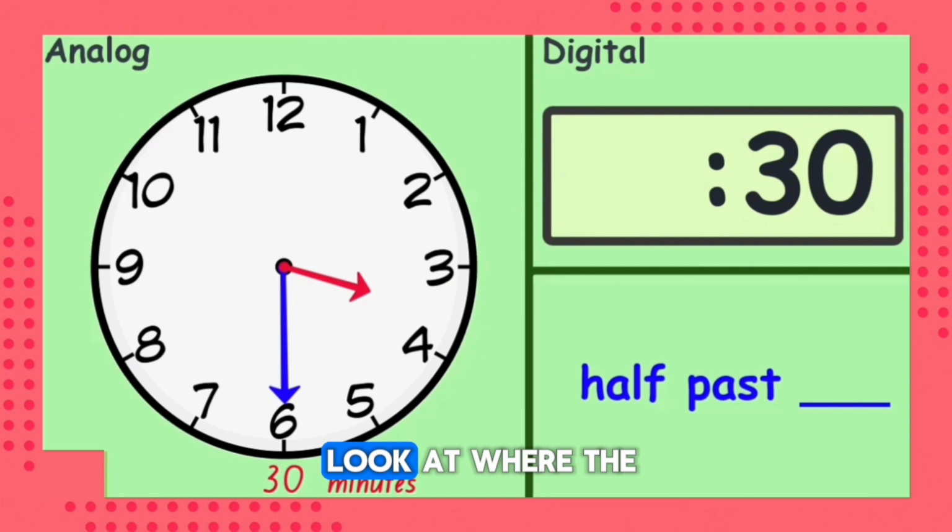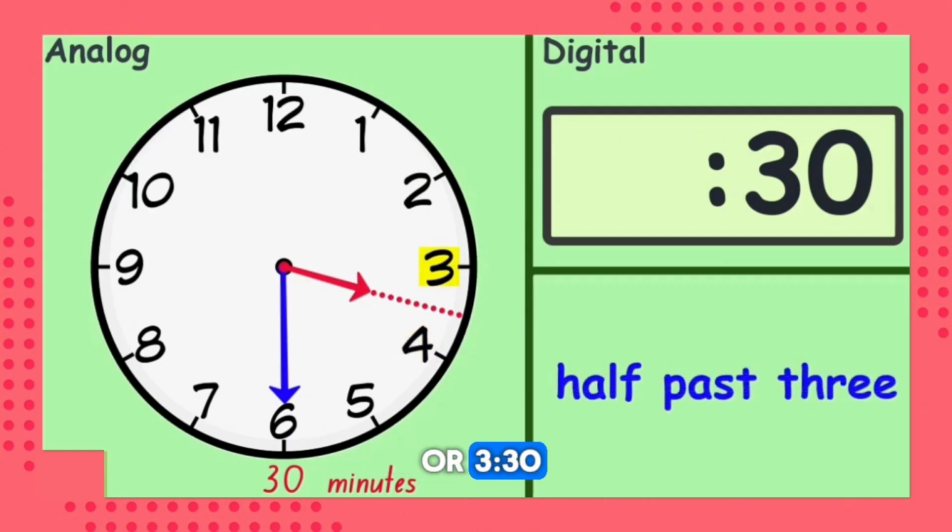Now let's have a look at where the hour hand is pointing. As you can see, the hour hand is right in between the numbers 3 and 4. This means that it has passed 3 and has not yet reached the number 4. That is why we say it is half past 3 or 3:30.